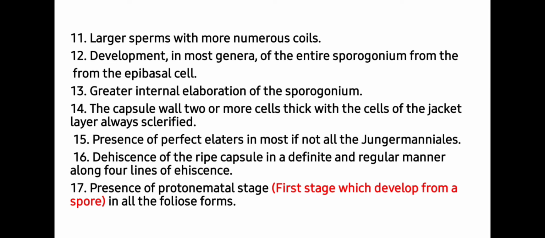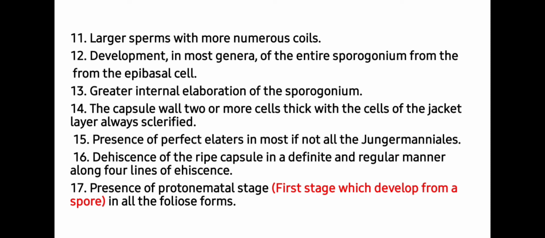Students, whenever the zygote divides into two cells, the upper is known as epibasal and the lower one is known as hypobasal. So in case of Jungermanniales, in most of the genera the entire sporogonium arises from the epibasal cell. There is greater internal elaboration of the sporogonium in case of Jungermanniales. Like capsule wall with two or more cells thick and the cells of the jacket layer always clarified. There is presence of perfect elaters in most if not all the Jungermanniales.